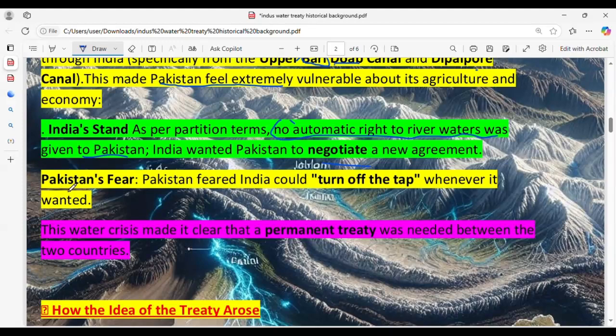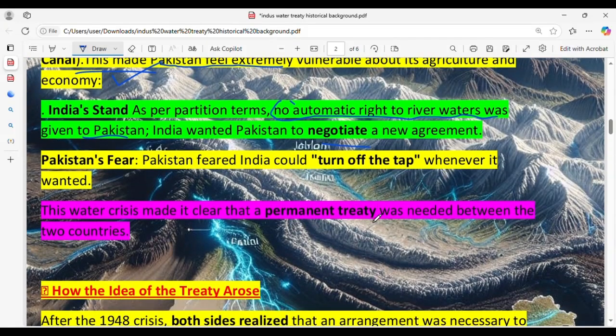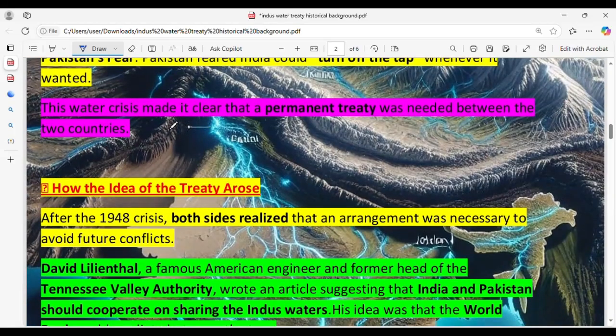As we have already discussed under the previous heading, India temporarily suspended water in April 1948, so it can happen again. Pakistan feared that India could turn off the tap whenever it wanted. This water crisis made it clear that a permanent treaty was needed between the two countries.